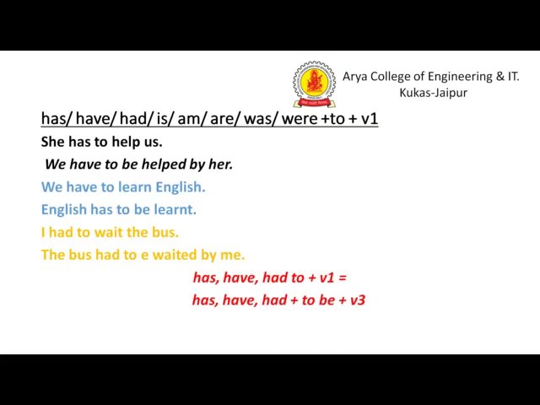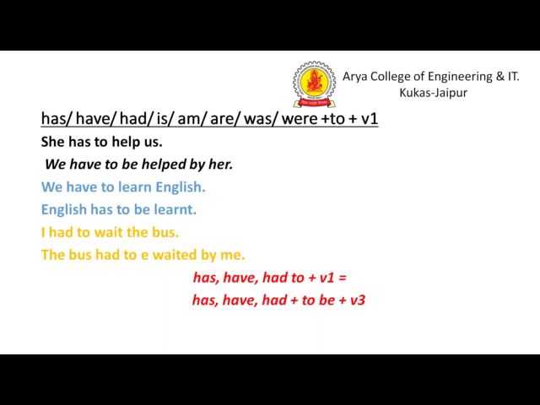So here are some examples. She has to help us. So here, has to help us, and we have to be helped by her. We have to learn English. So here we have to learn English. We have to convert active to passive voice. So the answer should be like this: English has to be learned. First of all, we consider English as a subject, and after that we apply the appropriate and suitable form according to the subject, has to be, and after that we apply the third form of the verb, like learnt.